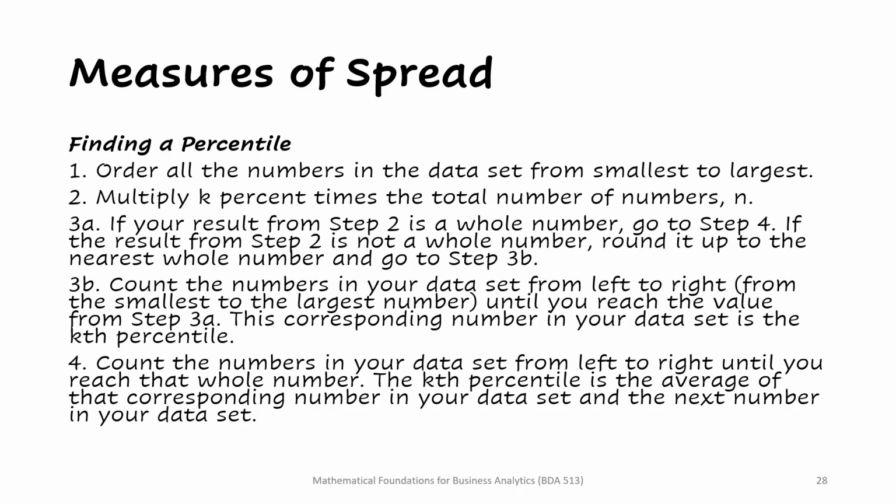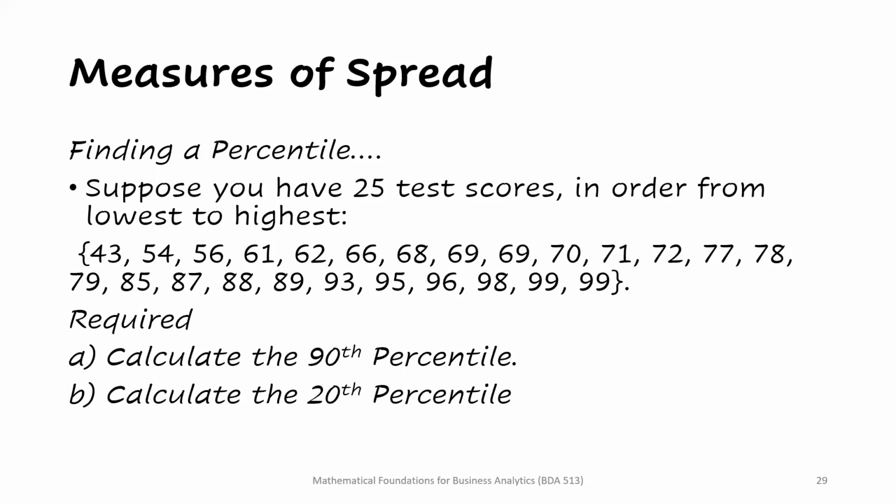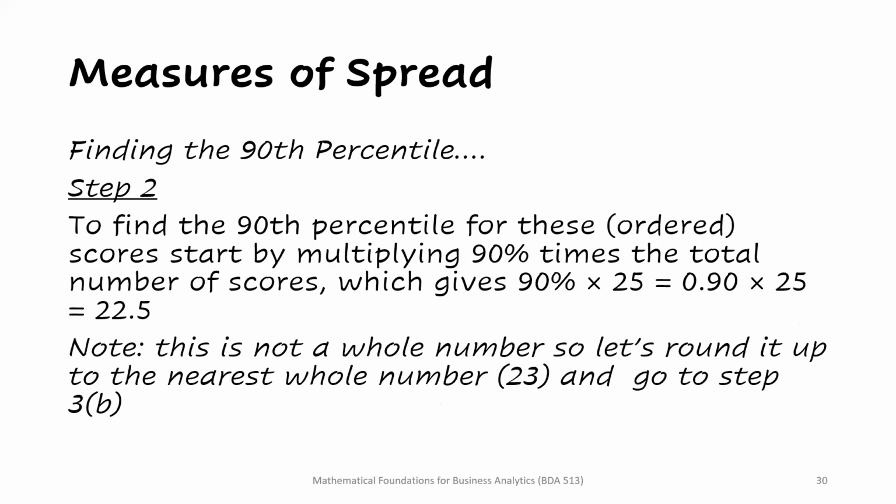Where the result is a whole number, let's say we are checking for the 20th percentile. We multiply it by 25, we get 5. Because it's a whole number, count to the 5th number. When you count to the 5th number, add it to the 6th number and find the average of it. That would be the percentile you're looking for.